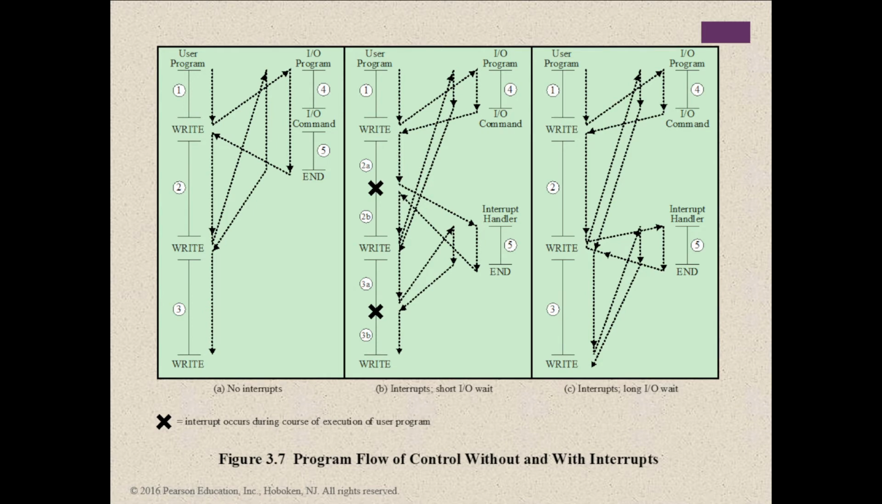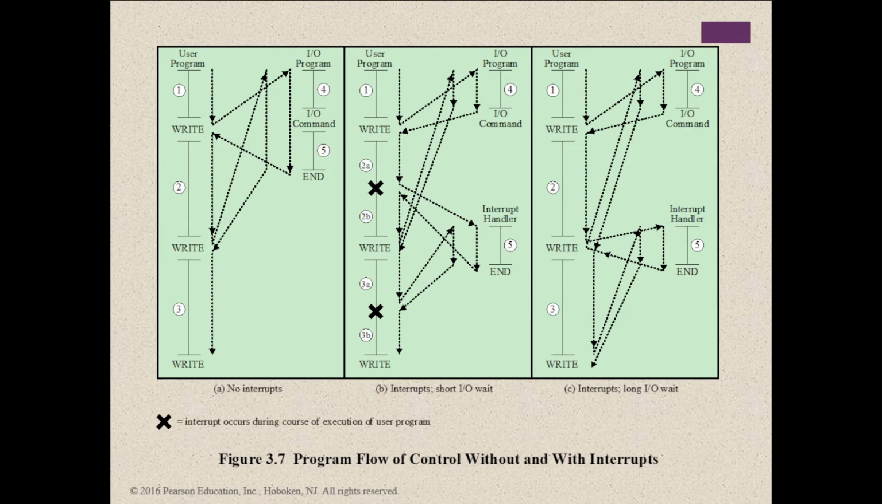As before, the user program reaches a point at which it makes a system call in the form of a write call. The I/O program that is invoked in this case consists only of the preparation code and the actual I/O command. After a few of these instructions have been executed, control returns to the user program. Meanwhile, the external device is busy accepting data from computer memory and printing it. This I/O operation is conducted concurrently with the execution of instructions in the user program.